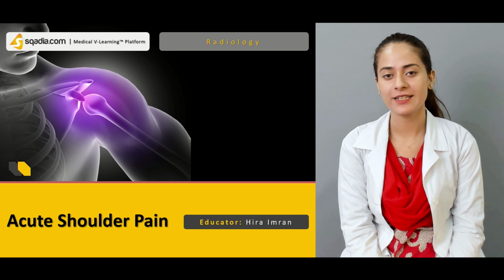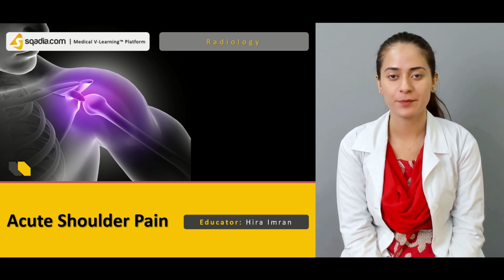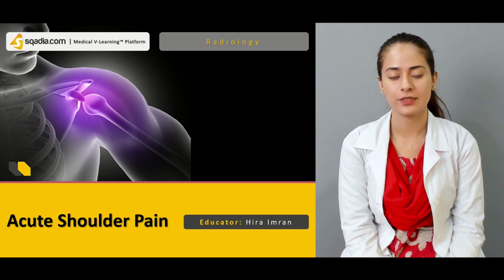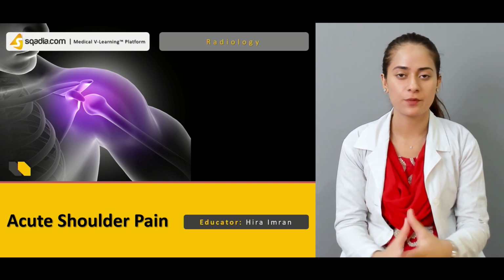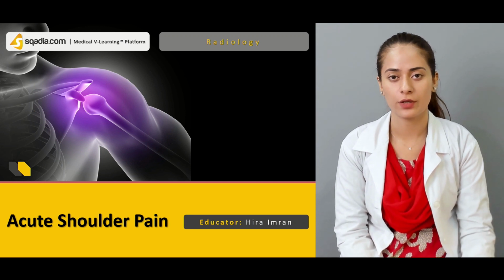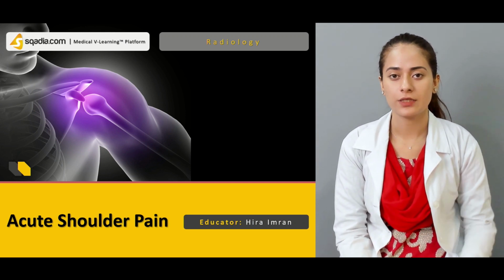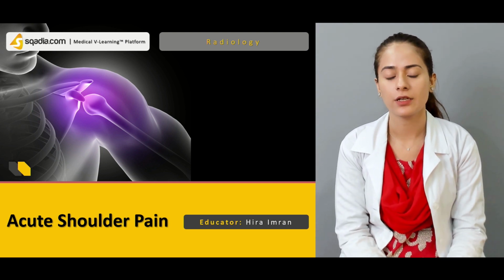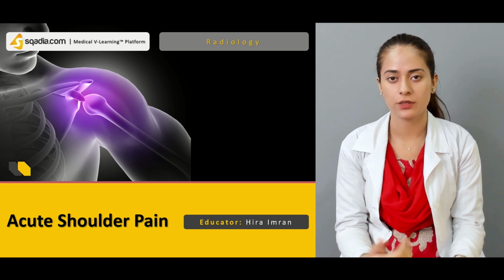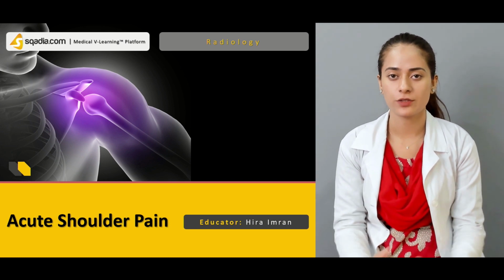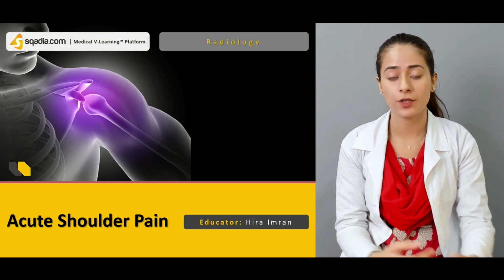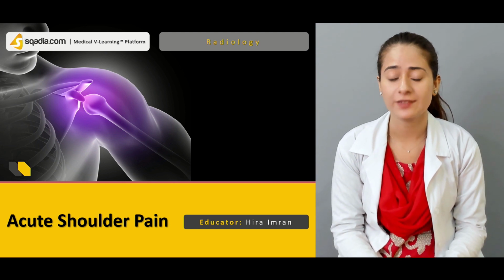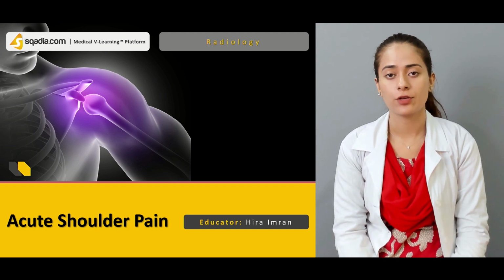My name is Hira Imran and today we will talk about acute shoulder pain, also known as impingement syndrome, and we will talk about the different rotator cuff muscle tendons which are attached to the humerus and how the tendons can be impinged due to some anatomical variations, like there can be a hooked acromion, or the acromion surface can be a bit thicker than normal, which will obviously impinge or compress the structures passing beneath the acromion.